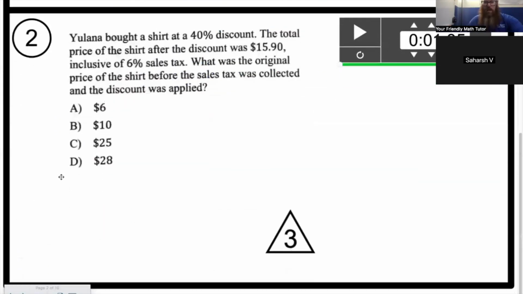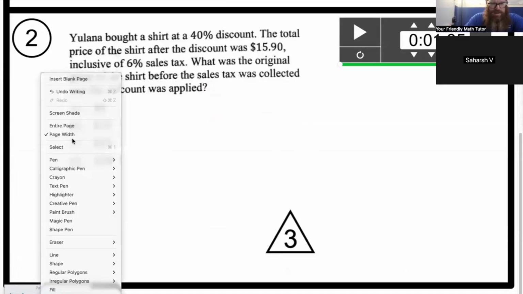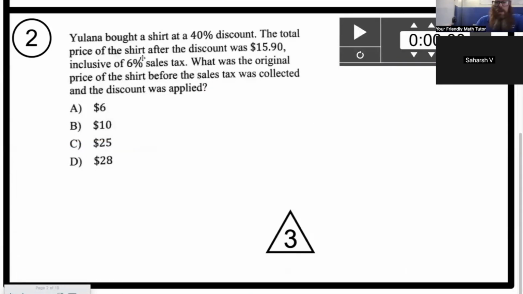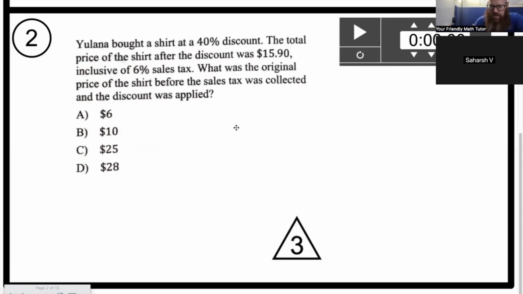Okay. All right. Let's try the next one. So basically, after this 40% discount and sales tax, the price was this, and they want the original price. So let's just say the original price was X.